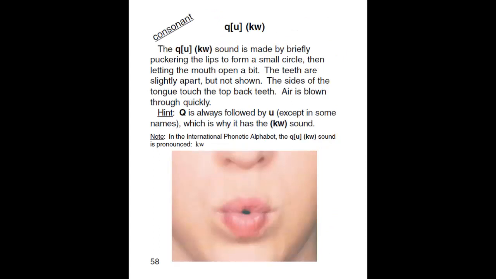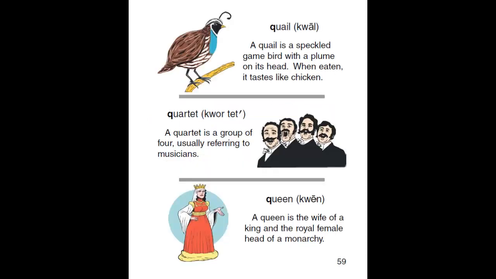Q-U. Qua. The Q-U sound is made by briefly puckering the lips to form a small circle, then letting the mouth open a bit. The teeth are slightly apart but not shown. The sides of the tongue touch the top back teeth. Air is blown through quickly. Quail. Quartet. Queen.